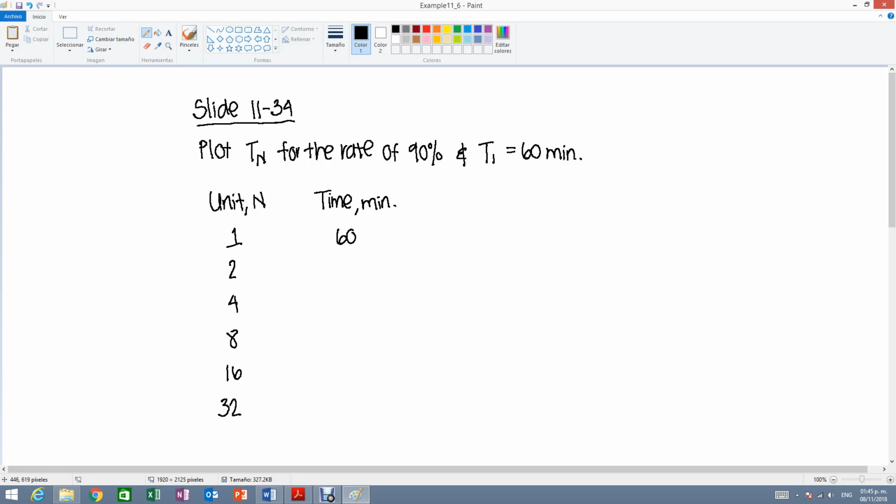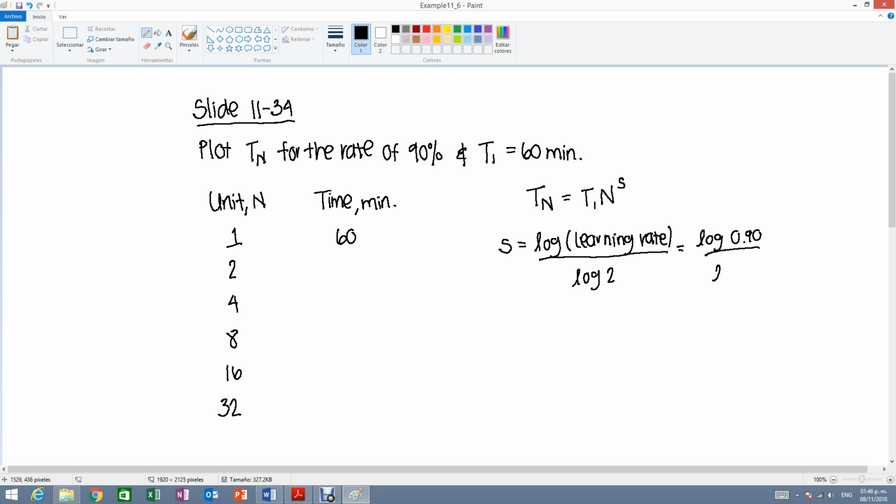That being said, we're doubling the amounts for demonstration purposes. And then let's calculate the time for the second unit. So first of all, we have the formula. The time to complete the nth unit would be T1 times n to the s. And then if we want to calculate s, it would be the log of the learning rate divided by the log of 2. So this would be the log of 0.90, because it's 90%, and then divided by the log of 2. Remember, it must be negative and decimal, -0.152. We will be using this in our exponent.